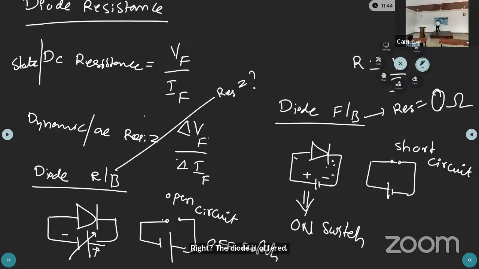If the diode is in reverse bias, how much resistance can be offered by the diode? No electron is crossing the junction. What is the meaning? What is the resistance under reverse bias?